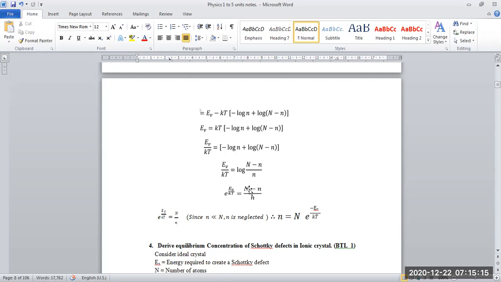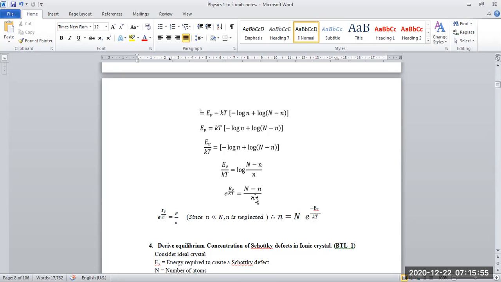So instead of capital N minus small n, what you can write here? Capital N. I think everybody got this. Instead of capital N minus small n, we can write capital N. Why have we written this? If we compare small n with capital N, small n is very small, so capital N is very large. If I take out that very small value, that particular value can be neglected. So, writing capital N instead of capital N minus small n.